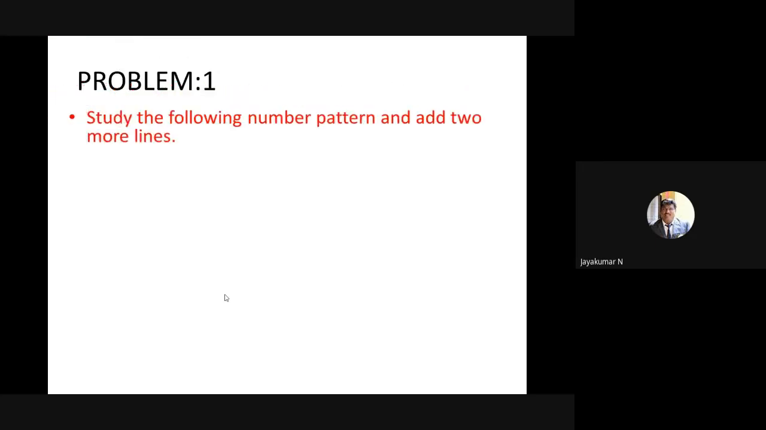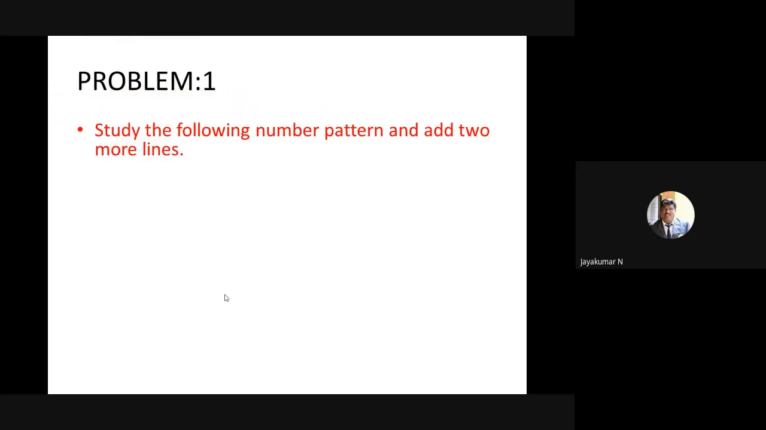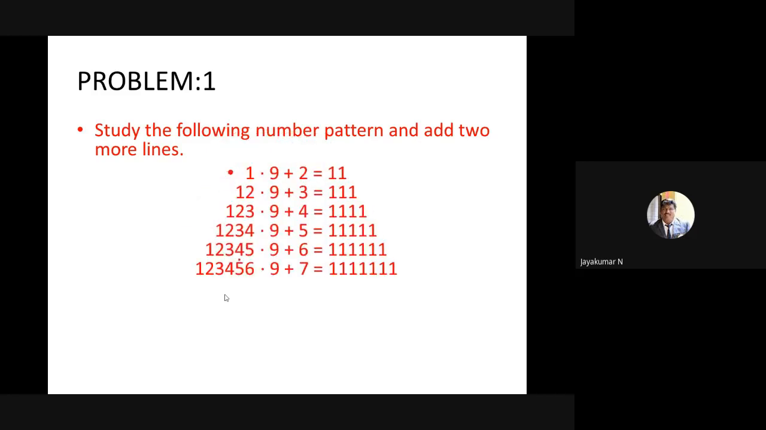Next problem 1. Study the following number pattern, add 2 more lines. Okay, when you see the problem, definitely the majority of the students can give the answer, because it is the easiest problem also. So try to find the next 2 rows. Please observe it.